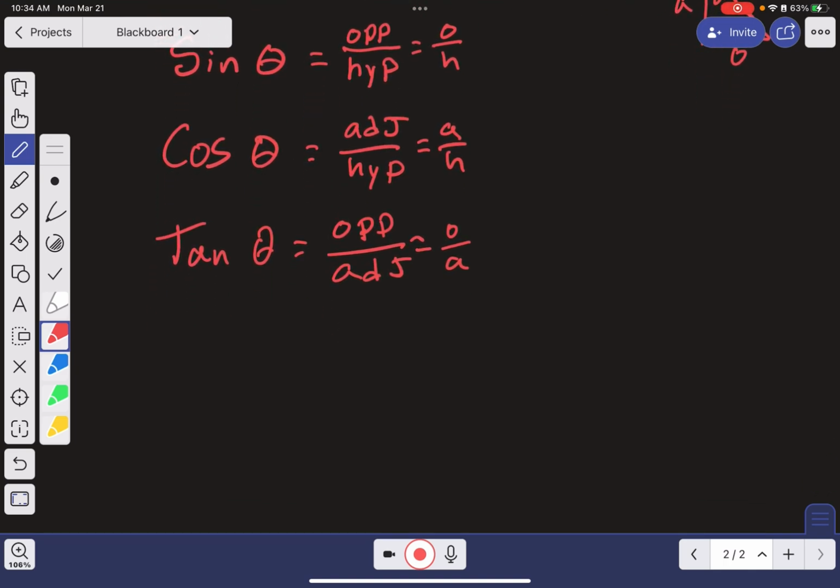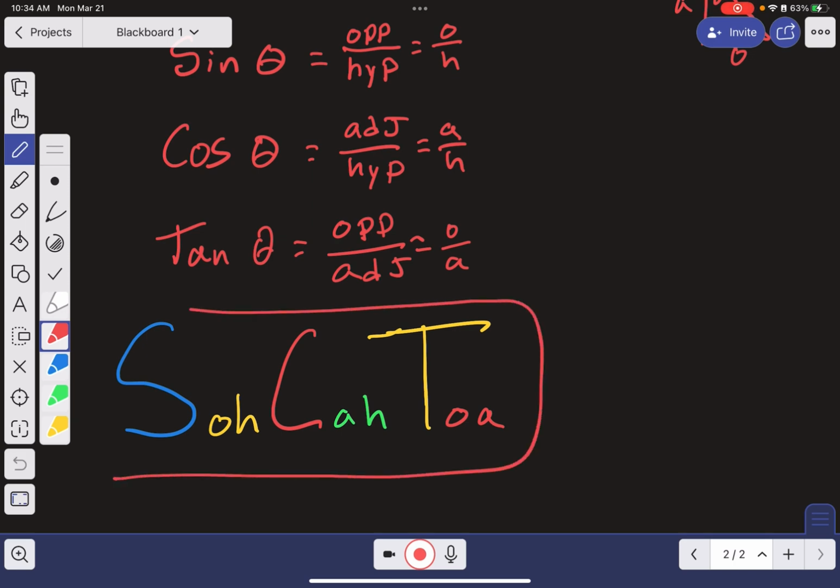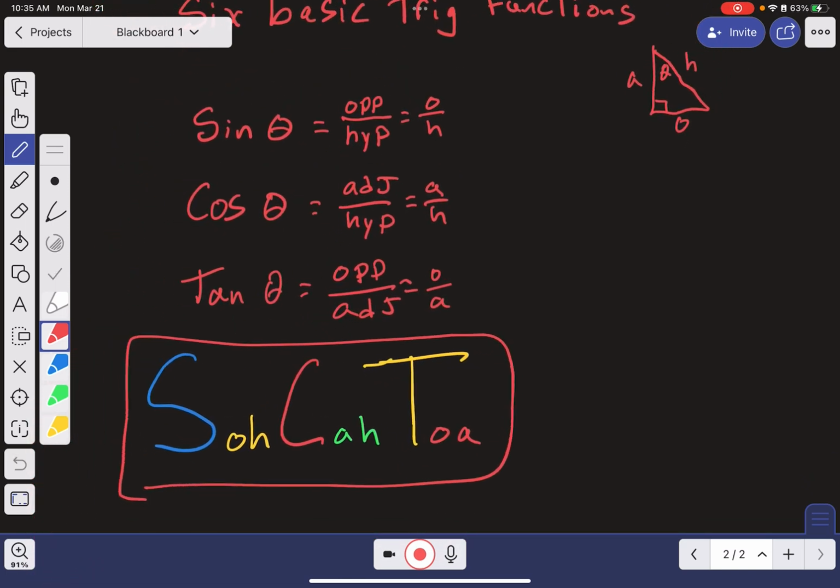Or you'll hear us say SOHCAHTOA. Sine is opposite over hypotenuse. Cosine is adjacent over hypotenuse. Tangent is opposite over adjacent. It's kind of a way to remember it with SOHCAHTOA. It's up there, it's over there. And it just simply says sine is the ratio of the opposite over the hypotenuse, cosine is the ratio of adjacent over hypotenuse, and tangent is opposite over adjacent. And those are the ones you're familiar with. Those are the three that you're familiar with.